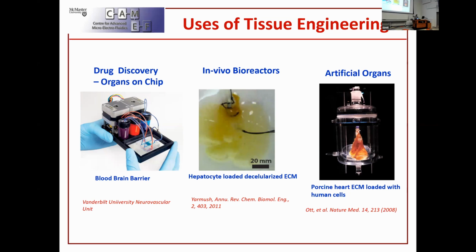So what you really want to do in the first aim is to create tissue mimics, not exact tissues, but something that recapitulates some of the fundamental phenomena that you're interested in for that particular disease.